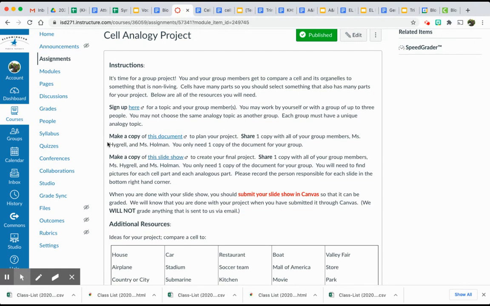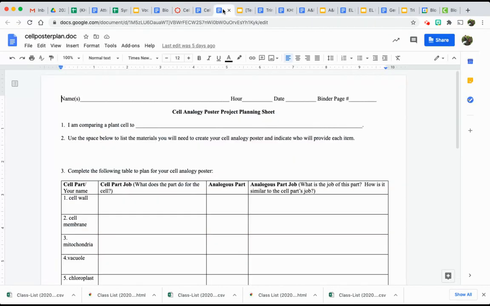When you're ready to start working on your project, you're going to make a copy of this document here, and that's going to allow you to plan your project. You need to make a copy because you cannot type on the one that is shared with you. You should share that with all of your group members and Ms. Holman and Ms. Heigl. You only need one copy of this document per group, and it looks like this.